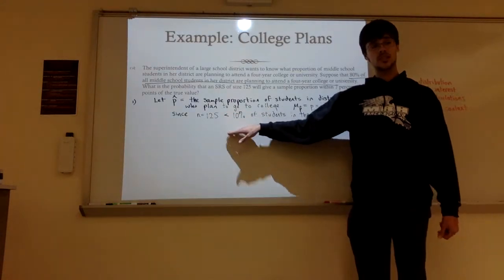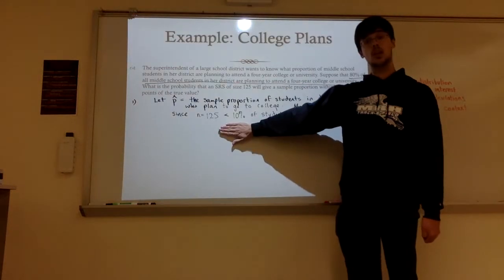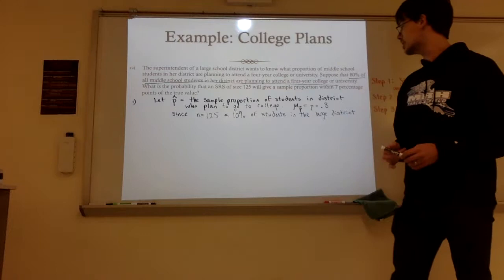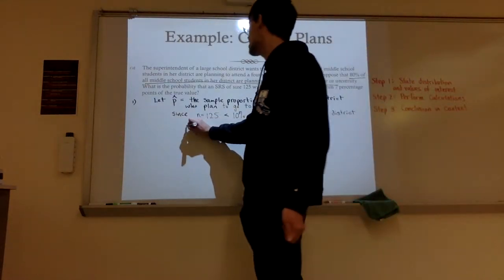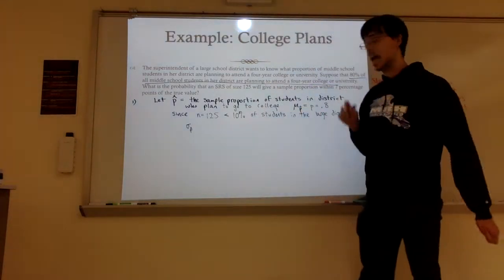In most problems like this, you can assume that the 10% condition will be satisfied. You do have to say it, though, and actually explicitly put it here like I did. So our 10% condition is going to be satisfied. We can calculate our standard deviation of the sampling distribution of p-hat.